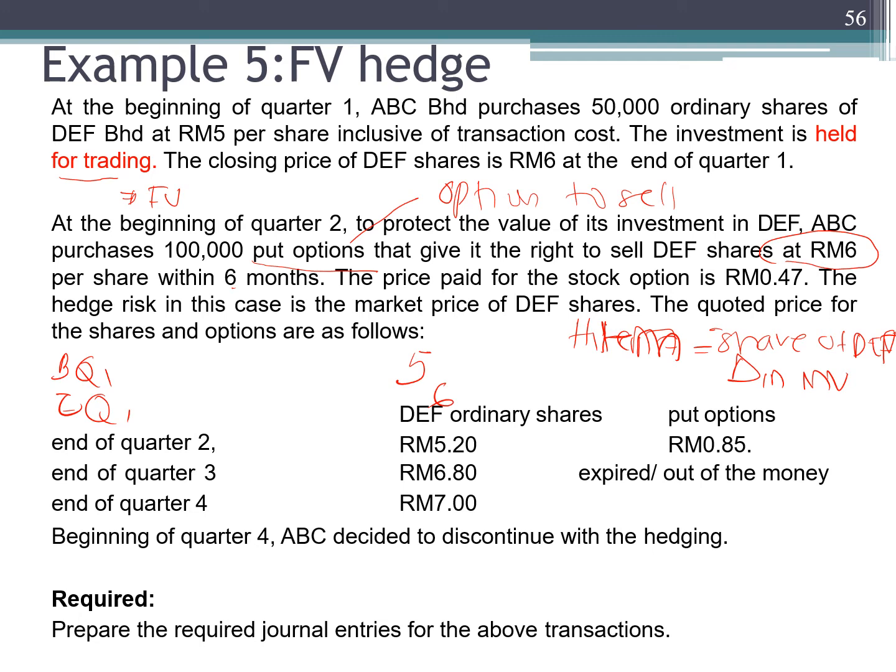Okay, and then the quoted price for the shares and options also follows. We already mentioned that at the beginning the price is only 5 ringgit. You purchase at the price of 5 ringgit, and then you said that you're going to sell that one at the price of 6 ringgit. Okay, you enter the contract.